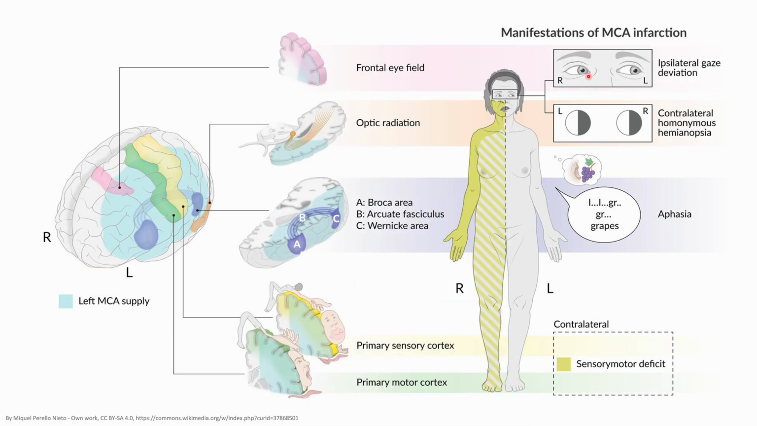So in this case, here we have a left MCA stroke, so the person will deviate their eyes to the left because only the right side is working at the moment. That's regarding cortical strokes of the MCA, if the cortical branch is affected.